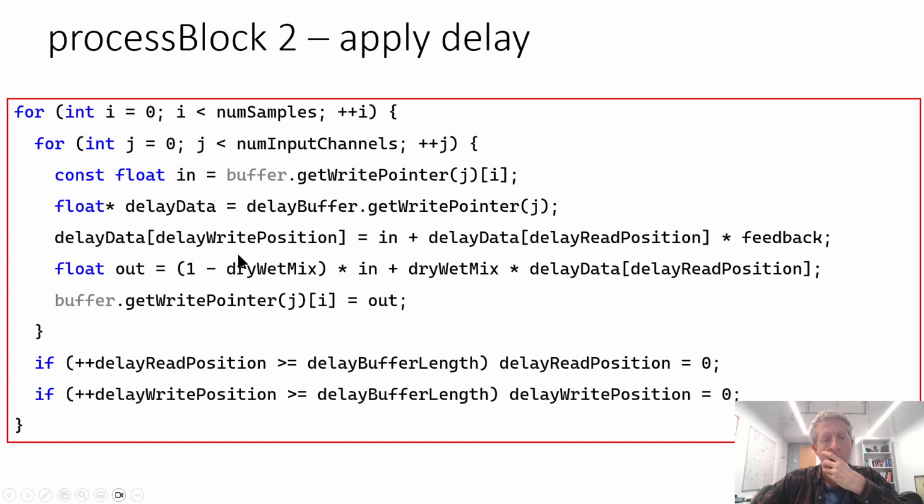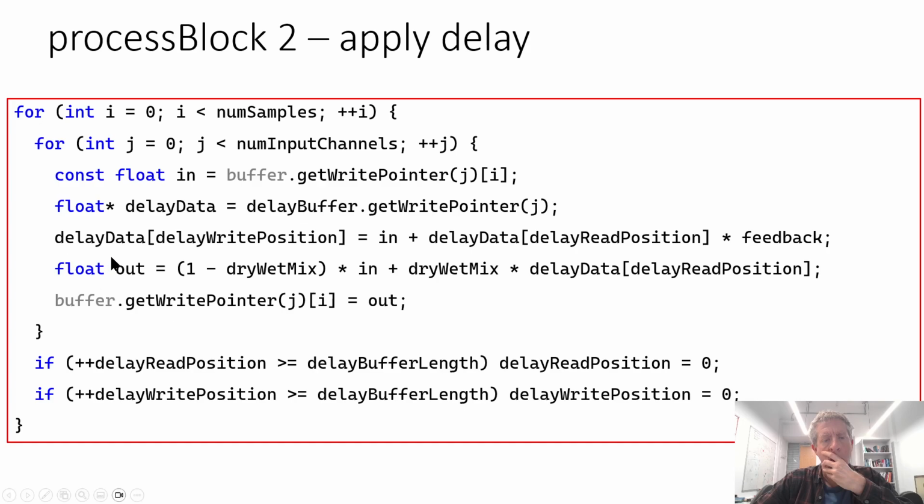And finally, we use the dry-wet mix where we have our original input signal, and if it's fully dry, then the dry-wet mix is set to 0, and so it's only the input signal. If it's fully wet, then the dry-wet mix is set to 1, and so none of the input signal, only the delayed data at the read position. And finally, this output goes to the output buffer in terms of what we play.